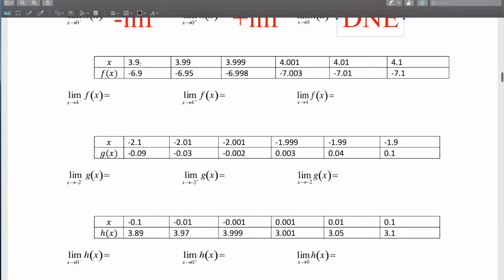Down here, as we're approaching 4 from the left, it looks like the y values are approaching negative 7. Same thing from the right-hand side. They are getting closer and closer to negative 7. Those are the same number, so the actual limit will be negative 7.